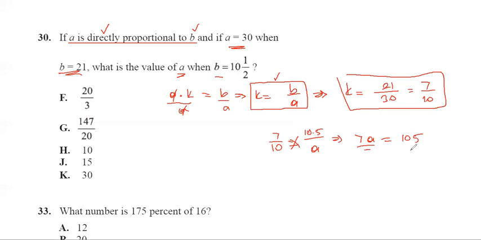I can just divide by 7, cancel those. A is going to be 15, I think. That is going to be our final answer, which is going to be J. I hope that is clear or makes sense to everyone.